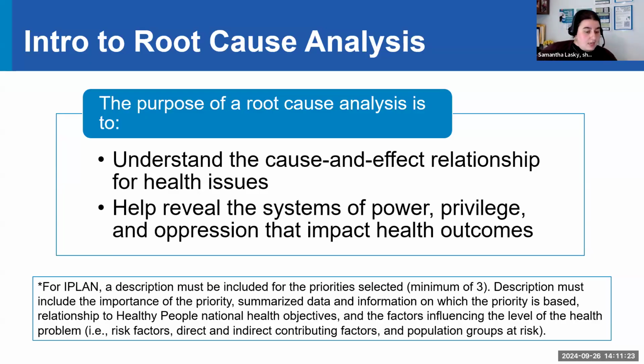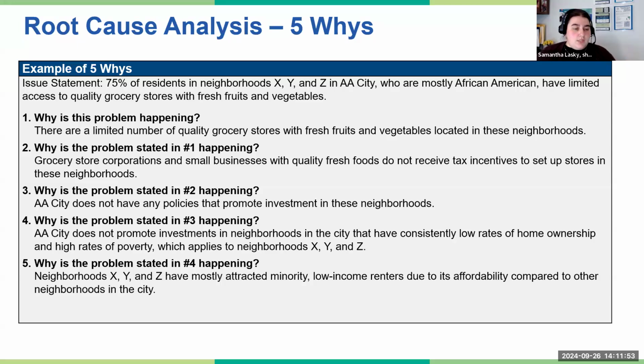Note that for IPLAN, a description must be included in the priority selected, which are a required minimum of 3. The description includes the importance of the priority, summarized data and info on which the priority is based, the relationship to Healthy People, national health objectives, and the factors influencing the level of the health problem. So you'll see in the IPLAN workbook risk factors, direct and indirect contributing factors, and populations at risk. So that's important to note when doing this.